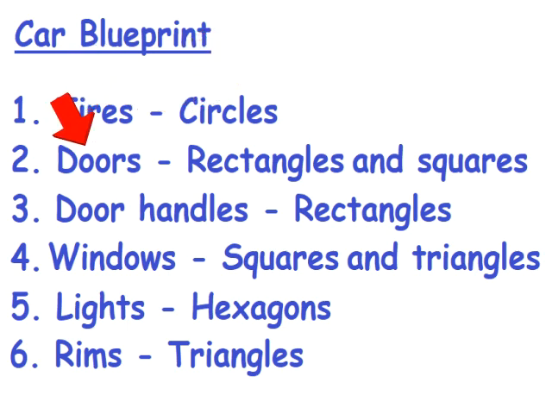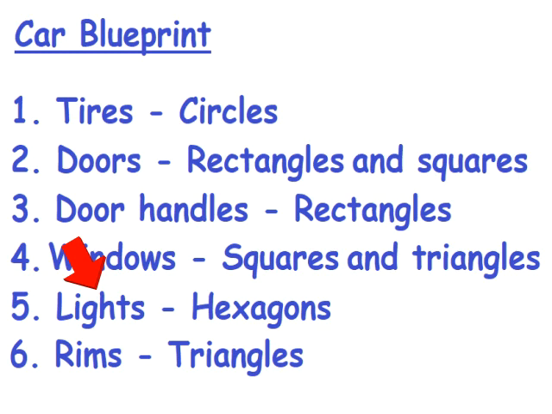Number two, I have doors. I need to get inside that car, right? So my doors are going to be in the shape of rectangles and squares. The door handles, the part you open the door with, those are going to be rectangles. Every car has windows. Some of mine are going to be squares, and some of mine are going to be triangles too, or at least look like triangles on my blueprint.